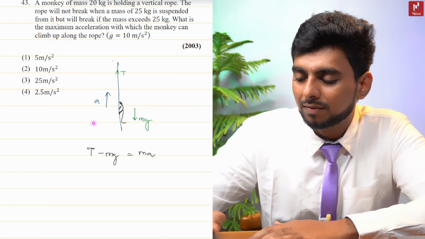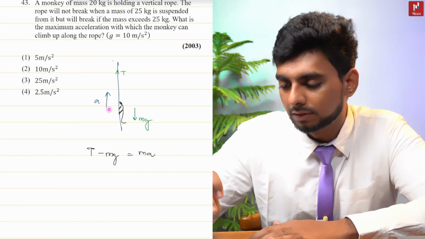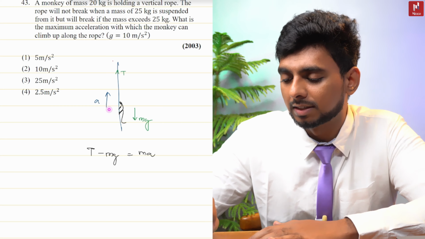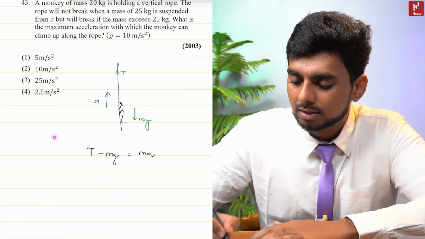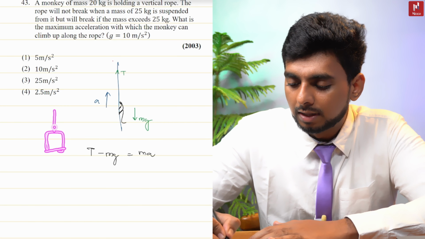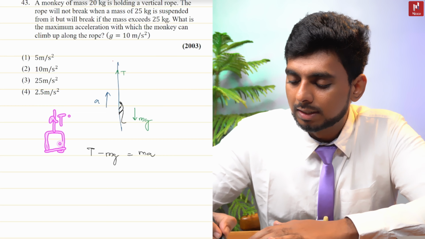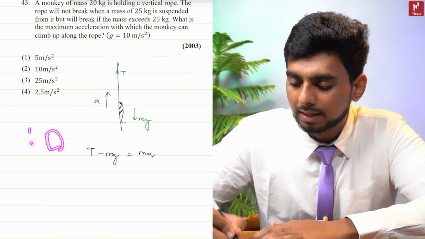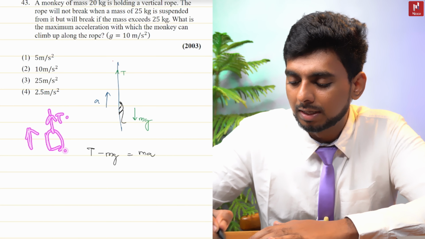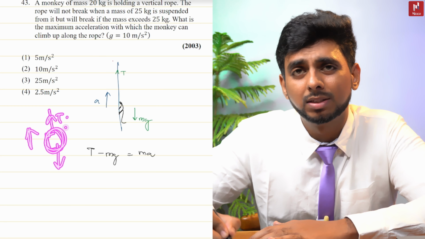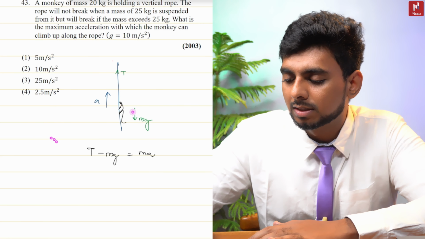Got it? I think we have done something similar to this sum in the previous session, right? In that sum, we had a lift, and the tension was upwards, and then we had to find the acceleration if the tension in the rope was something, and they would have given you the mass of the entire lift. Okay, same thing over here.